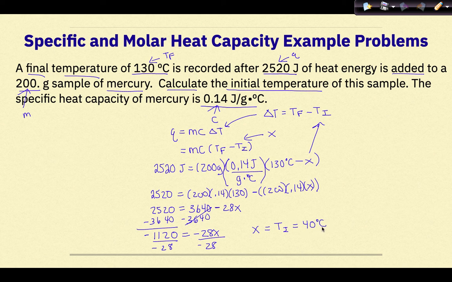And if I plug the 40 degrees Celsius back into up here, actually right up here, these two values will be equal to each other. Now, of course, there are multiple different ways that you could do this, but in terms of the most straightforward way possible, think about plugging the values in and doing the distributive property. Just watch your negative signs.